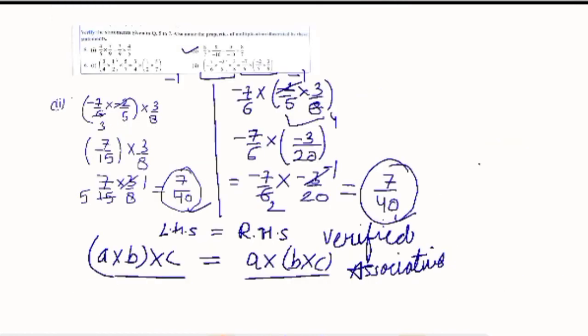Okay. So students, today we have completed from question number 1 to 6 of exercise 1C. In next class we will continue with this exercise. Till then practice all the questions as much as possible.